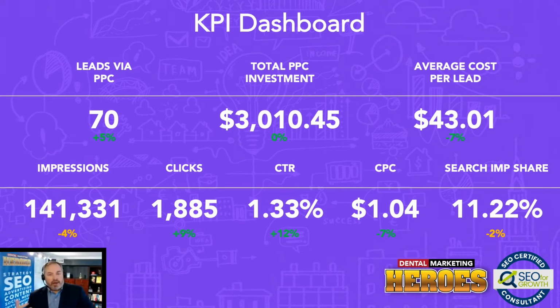So, a really great report that you should ask your Google Ads Manager for is a KPI dashboard. So, a key performance indicator dashboard, or another term we like to use is an executive dashboard, that reports on key metrics for you as a practice owner. Not only does it show you what your monthly results are for your key performance indicators, but it shows the percentage change over the previous month.